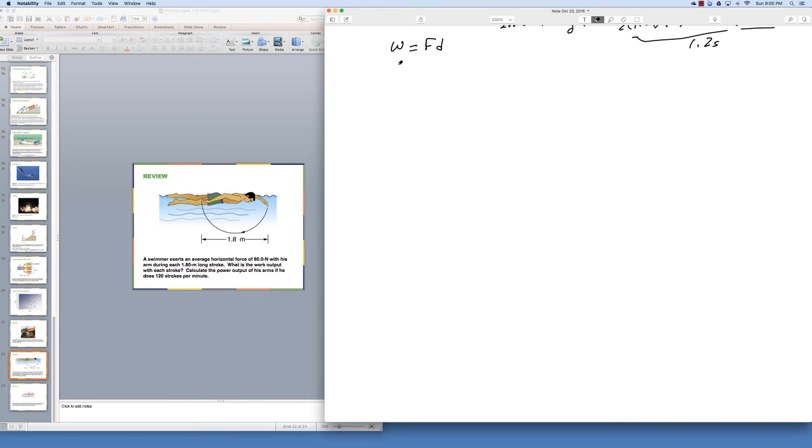So what we end up with is work is equal to force, which is 80, times D, which is 1.8. It says each stroke, so that would be the work output per each stroke. He does 120 strokes per minute, so his power output is going to equal 120 times the work output for each stroke divided by 60 seconds, or for 1 minute. So this would be the answer to the first part, and this will be the answer to the second part.